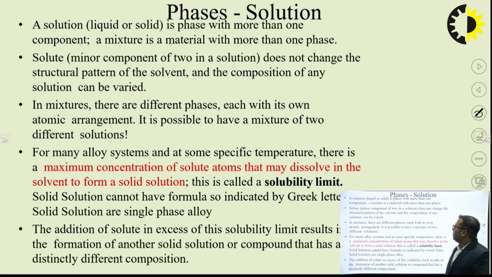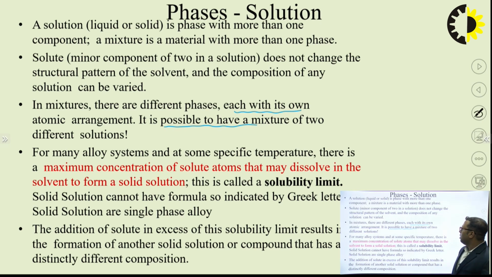So what is a solution? A solution is a phase with more than one component, whereas a mixture is a material with more than one phase. The solute is the minor component in a solution, which does not change the structural pattern of the solvent, and the composition of the solution can be varied. In a mixture there are different phases, each with its own atomic arrangement. It is possible to have a mixture of two different solutions.